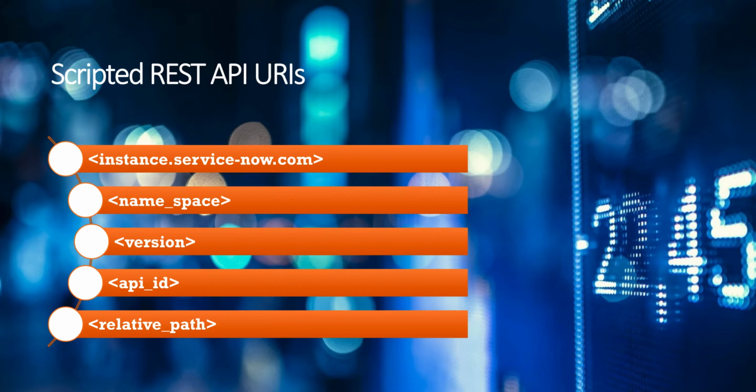And another important thing is the API ID. This is the value of the API ID field on the scripted REST service form. By default, this value is based on the service name. Whatever service name you have, that is the API name, and you can specify that one here.